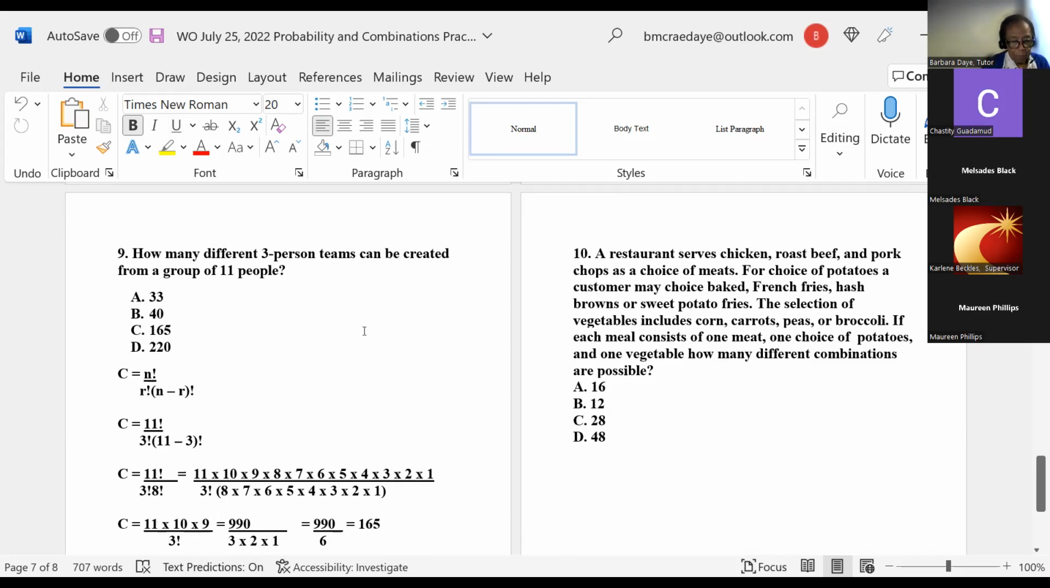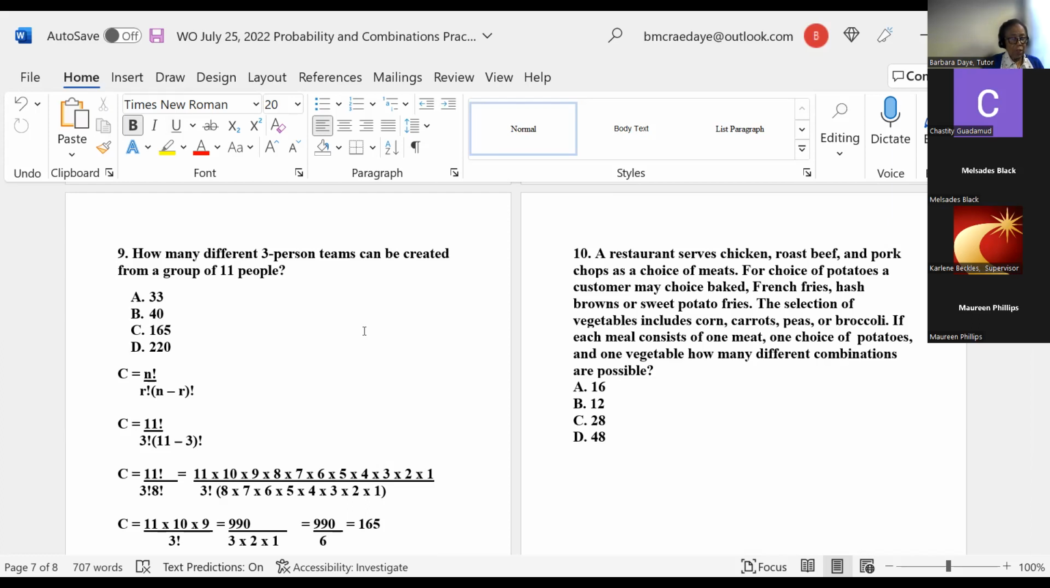The factorial is easy to remember, but what I should remember to do is always use my formula. Use your formula whenever you're trying to find something where you're given a specific number out of a total. And the specific number here is the 3-person teams. The 11 is the total. You got it? Yes, ma'am.